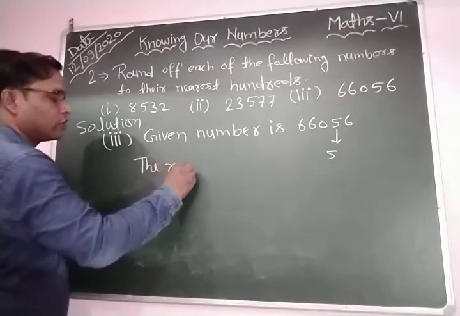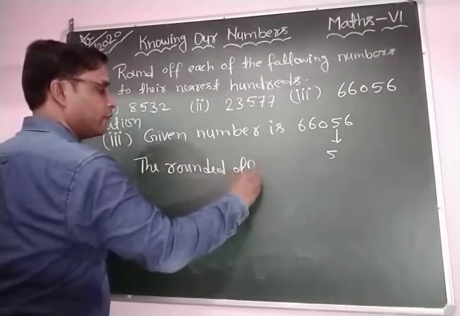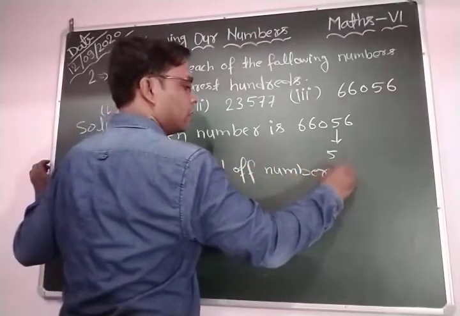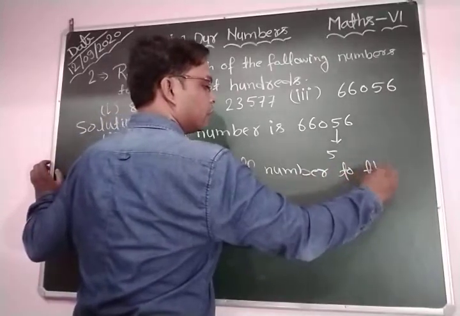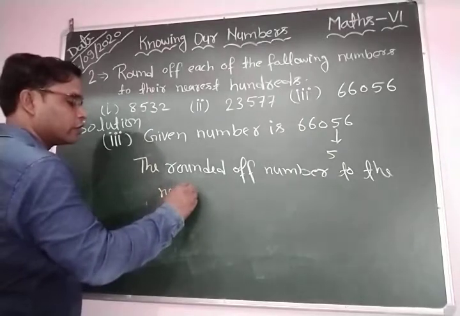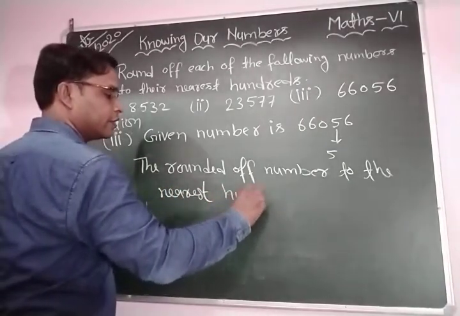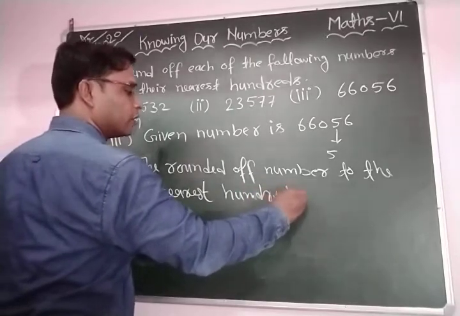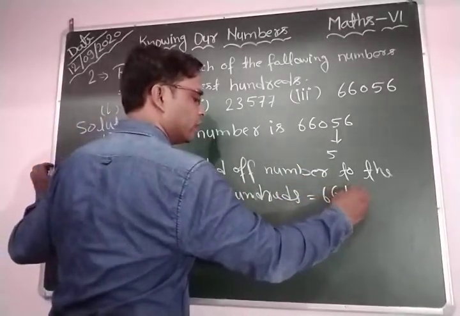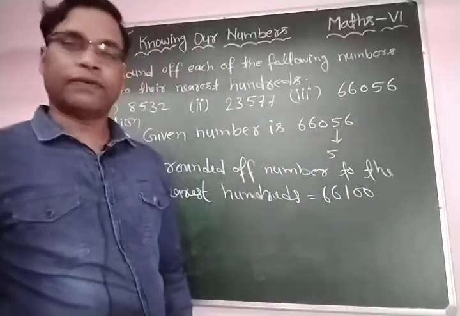So we write here: the rounded off number to the nearest 100 is equal to 66,100, because the tens place digit is 5.